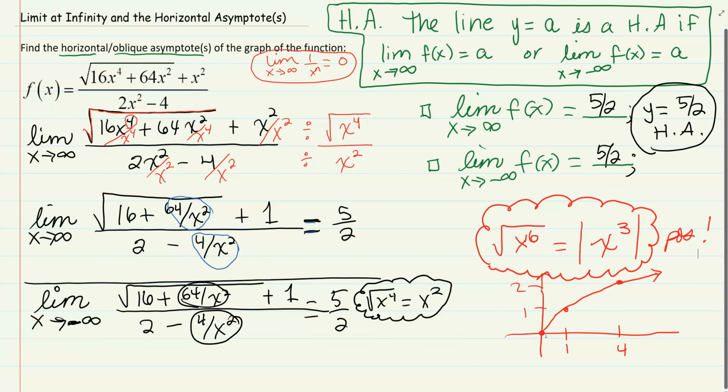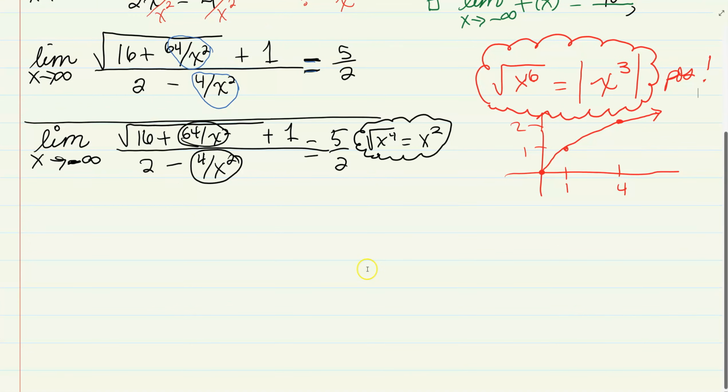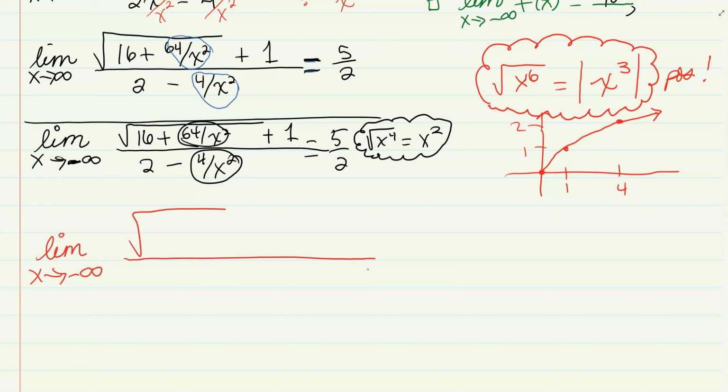anything about limit, right? So suppose you have a very similar problem, but now let's look at the limit as x goes to negative infinity of something that looked like this. Instead of 16x to the fourth, let's say 16x to the 6 plus 64x squared plus x to the third over 2x to the third minus 4.